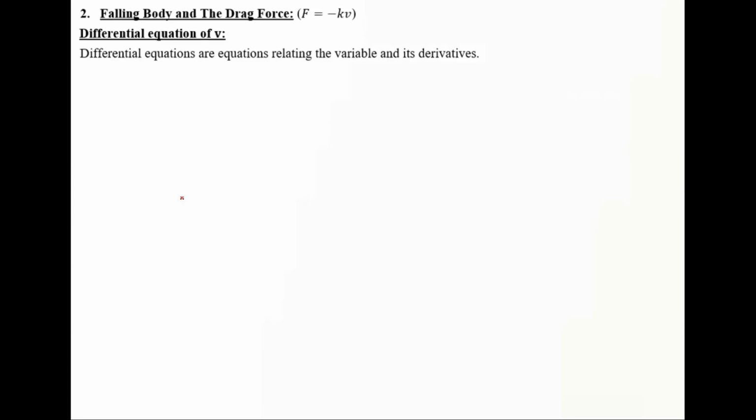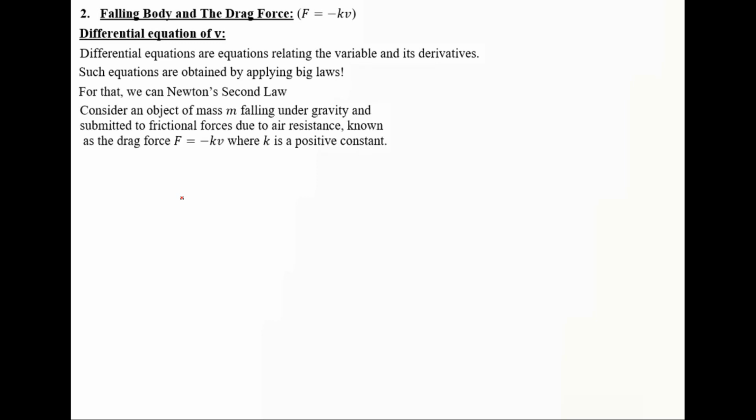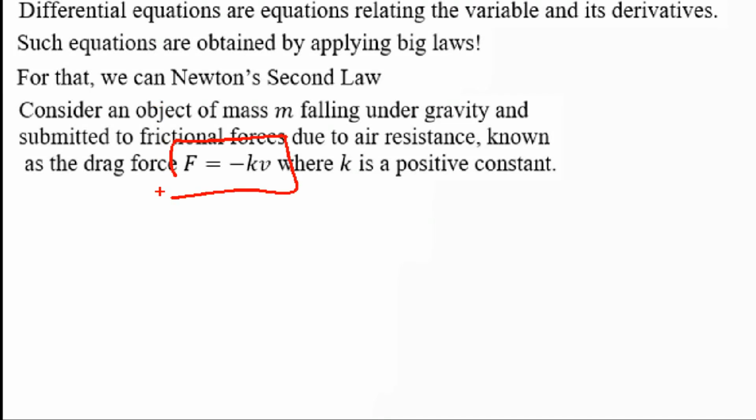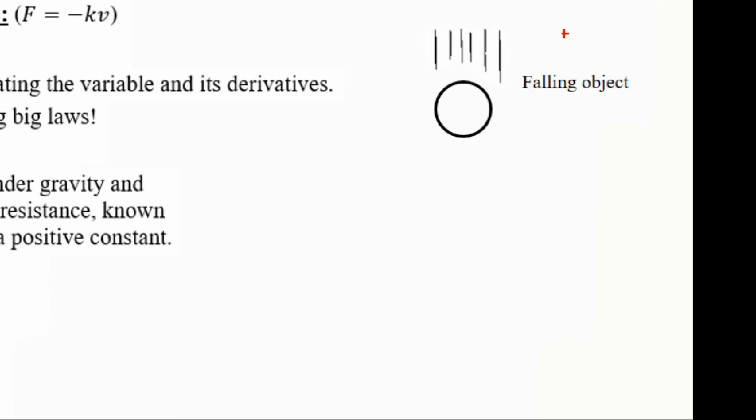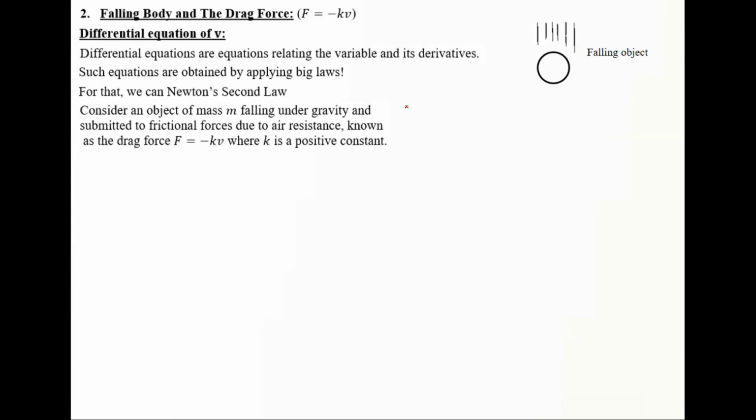Now, differential equations are equations relating the variable and its derivatives. Such equations are obtained by big laws, and whenever we say a big law, until this moment we only have one law that produces dynamics, which is basically Newton's second law. Now consider an object of mass m falling under gravity and submitted to frictional forces due to a resistance, as we have mentioned previously, and this force is given by the drag force, F is minus kV. Now this is the falling object, and these represent the drag force.